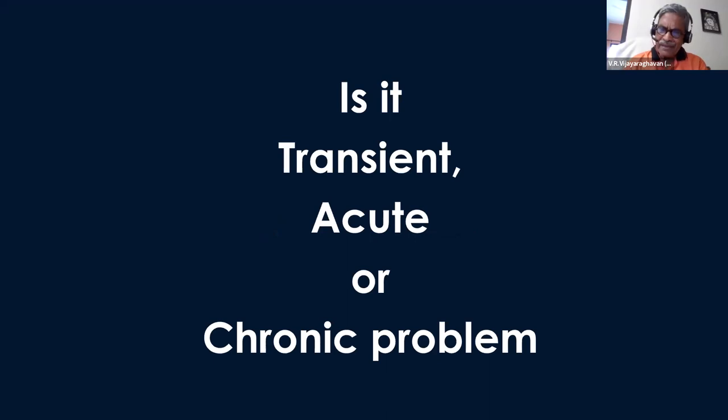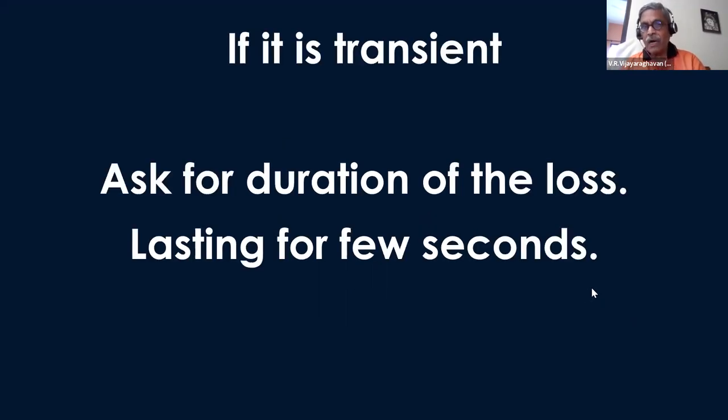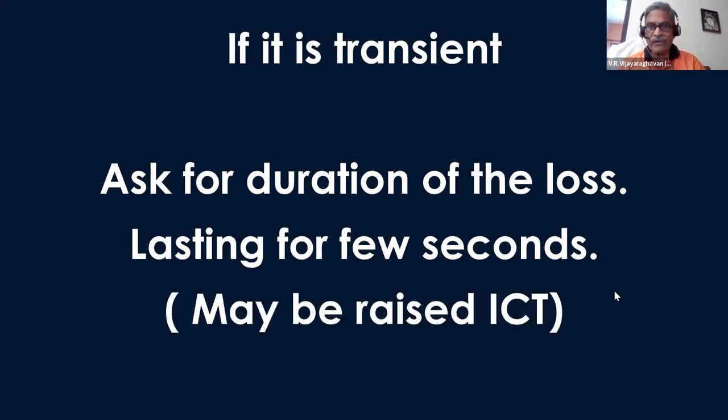When you have a transient visual loss, that is called transient obscuration of vision, transient loss of vision. You have to ask a leading question now. Ask for the duration of the loss. How many seconds or how many minutes does the visual loss last? Suppose you ask and it is a few seconds. You must know this. Now I'll tell you.